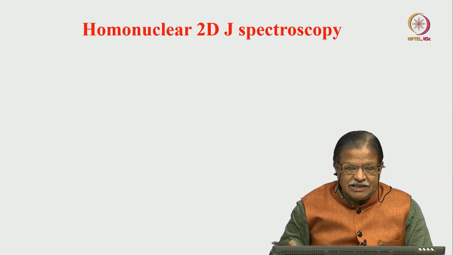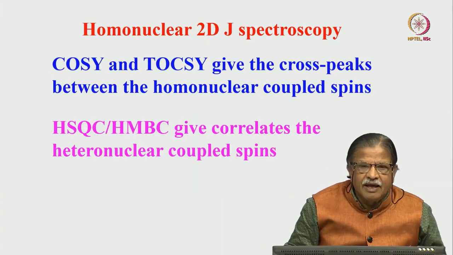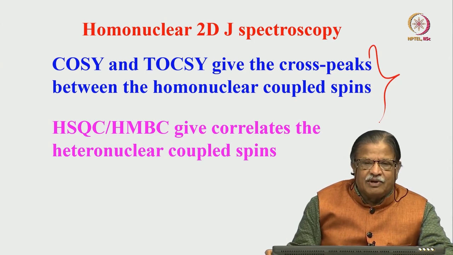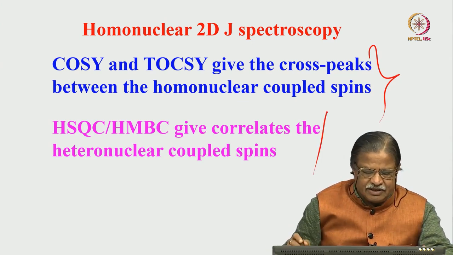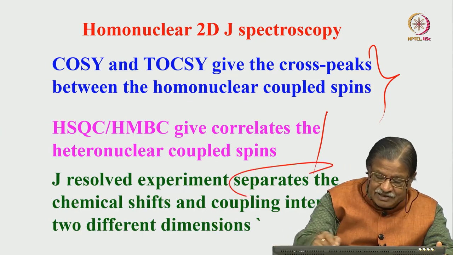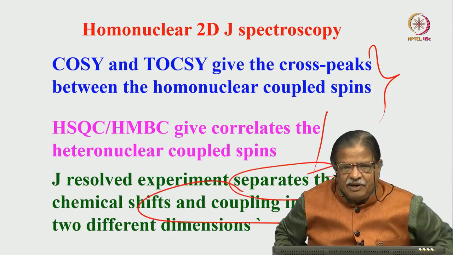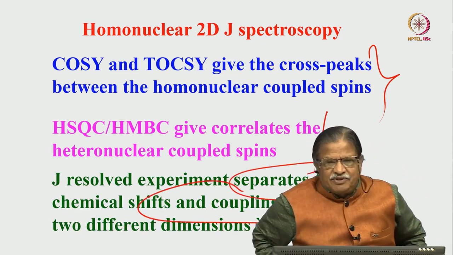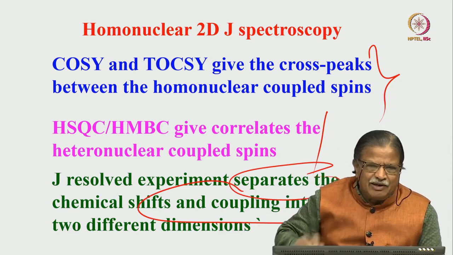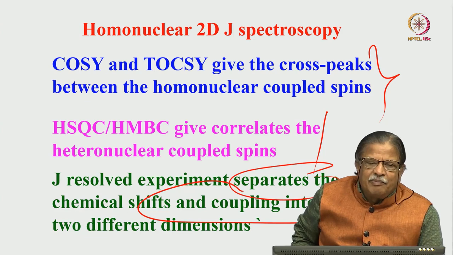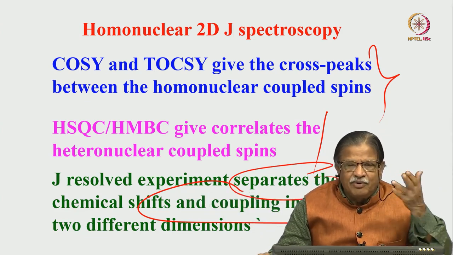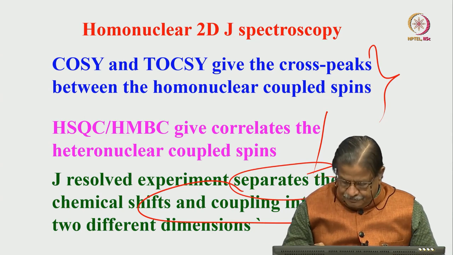Okay. And this is an experiment. What does it do? I just now said COSY, TOCSY give you homonuclear correlation, HSQC etc. give you heteronuclear correlation of coupled spins. But the J resolved experiment separates the chemical shift and coupling interactions into different dimensions. This is the beauty, where you can get much better resolution. Removing the two parameters, which are crowded, into two different dimensions will help you get better resolution.